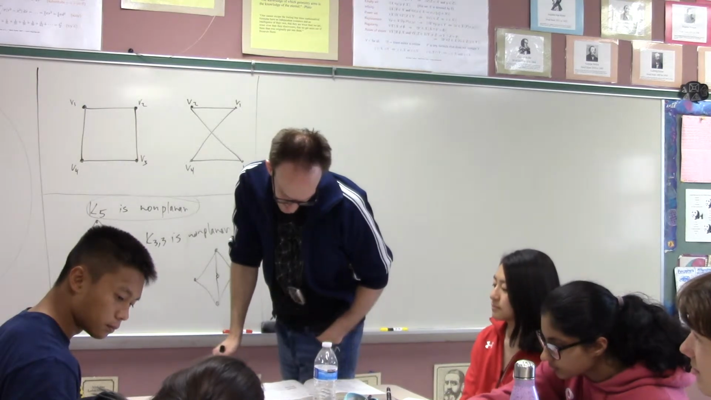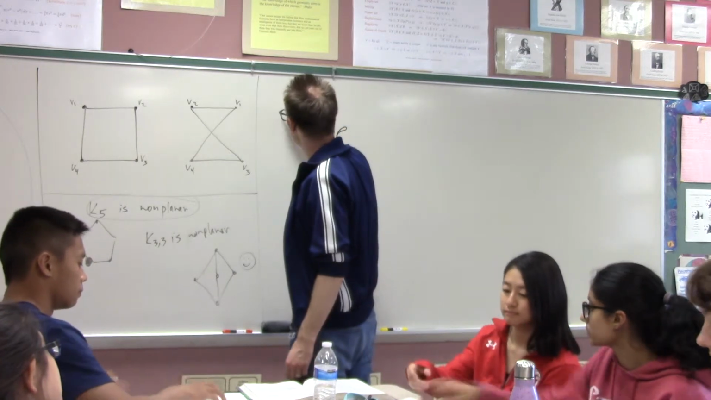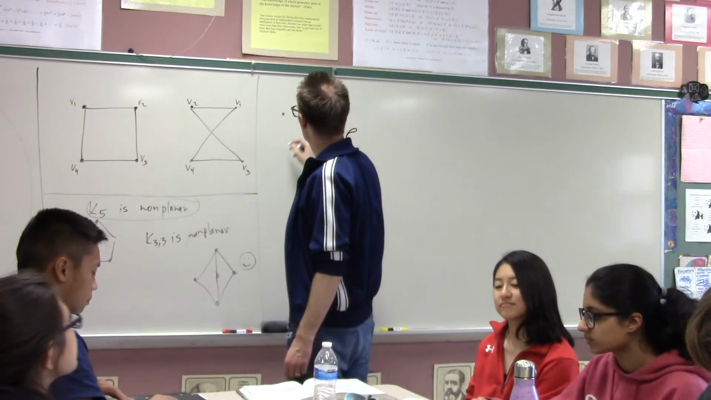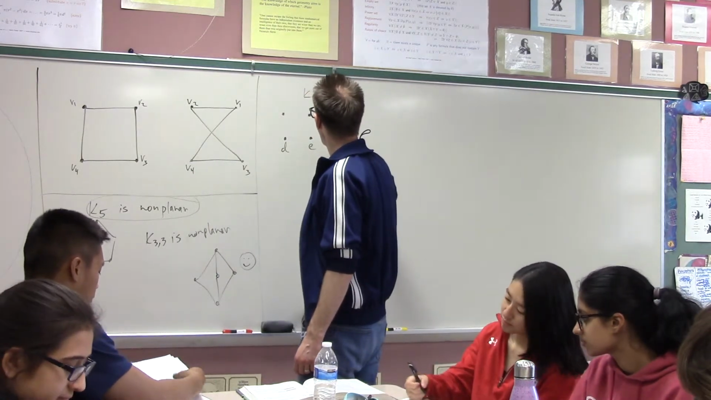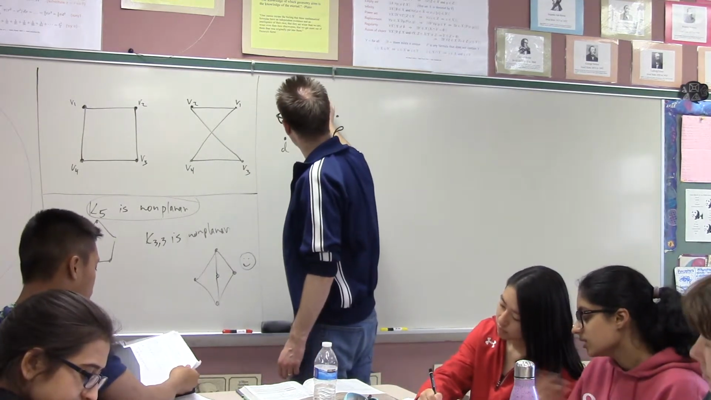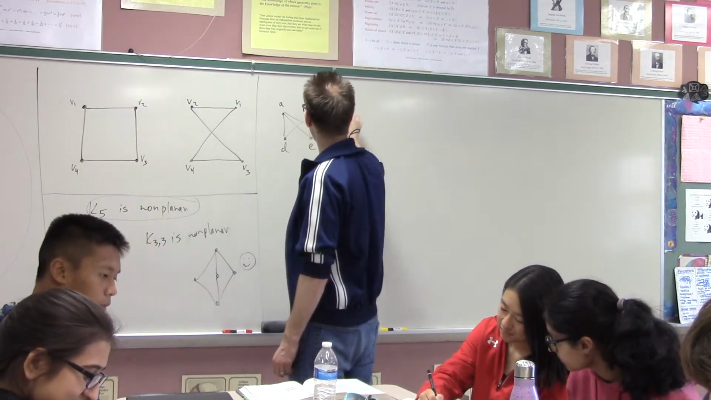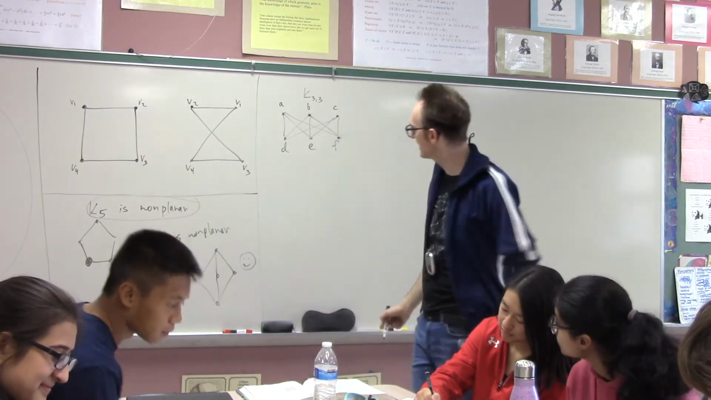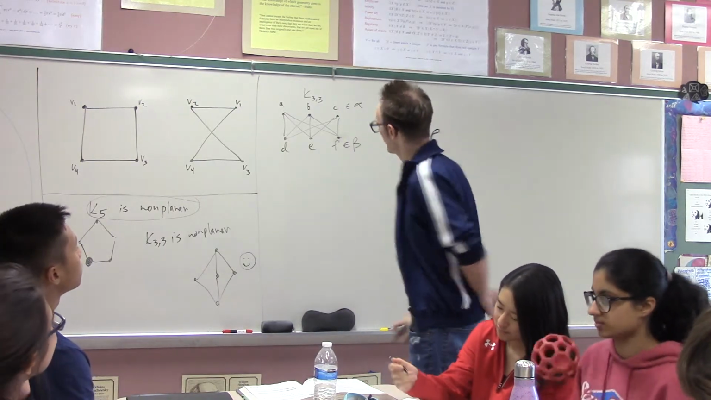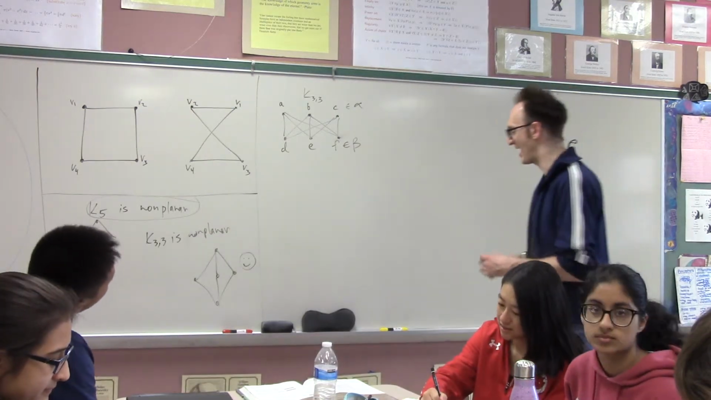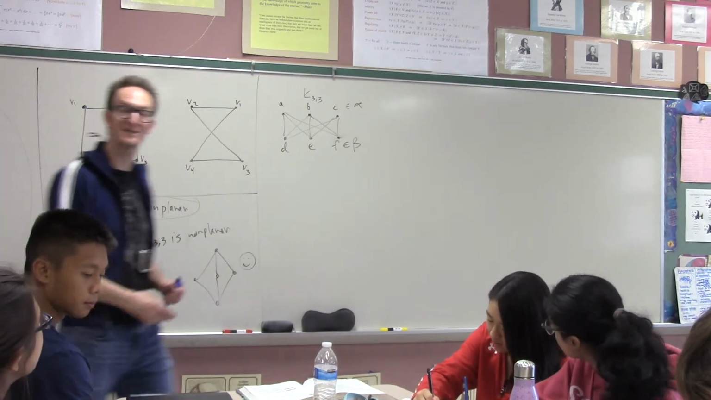He says, take K33 and let the vertices of K33 be A, B, C, D, E, F in the standard way, such that A, B, and C are members of one of the sets of the bipartition, and D, E, and F are on the other. So let's let these be members of alpha, and these be members of beta. What I want to do is show that no matter how hard you try, this is simply not possible.